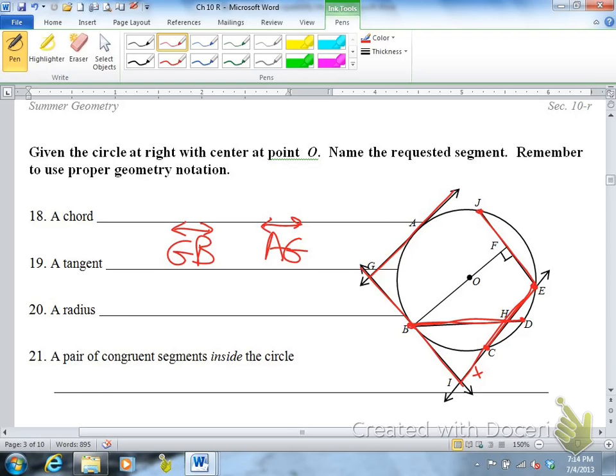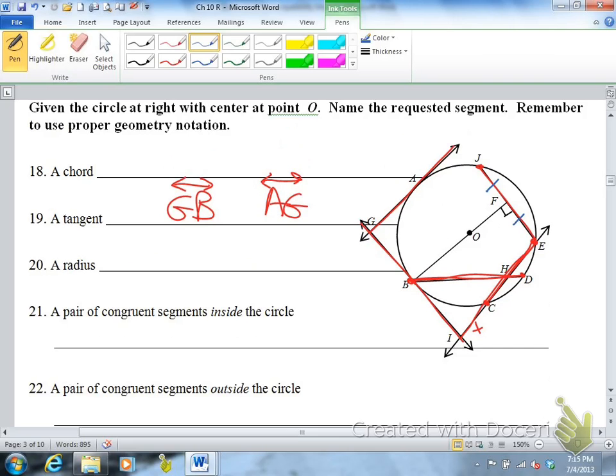A pair of congruent segments inside the circle. Notice we have a perpendicular bisector here. We discovered that in the lab. So JF is congruent to FE because of the perpendicular bisector through the origin. Pair of congruent segments.